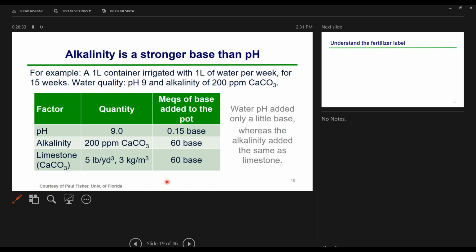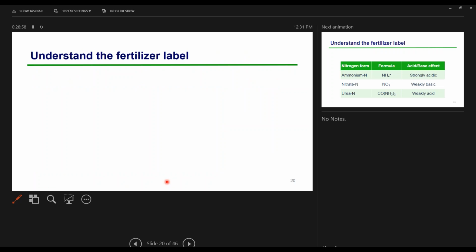When it comes to container production, you want to pay a lot of attention to the alkalinity, because that's going to react with what's in the peat, and that whole reaction will affect the nutrient availability in the container, right? So very different when we think about what happens in the water and then what's happening in the container. So alkalinity is a stronger base than pH when it comes to what happens in the container. Okay, so that's one part of the equation.